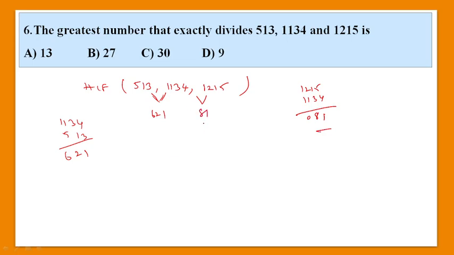So this 81 can also be written as 3 into 27. This 621 can be written as 23 into 27, so 23 into 27 will be equal to 621. So the highest common factor present in these two numbers will be 27. So the greatest number that can exactly divide 513, 1134 and 1215 will be 27. I hope you are clear with this point.